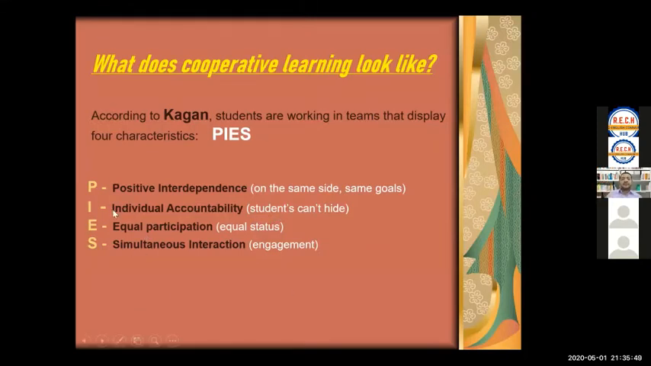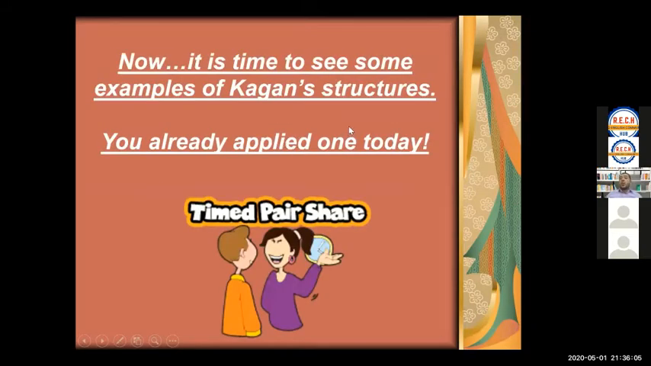Positive interdependence, individual accountability, equal participation, and simultaneous interaction or engagement, that we work at the same time. And he called these PIES. Okay. One of his structures is the one that I used with you, which is timed pair share. Timed pair share means what? Means that the students are working in pairs and they have the same amount of time for sharing the information. You speak for 1 minute, I speak for 1 minute, so I'm not going to explain this in detail.